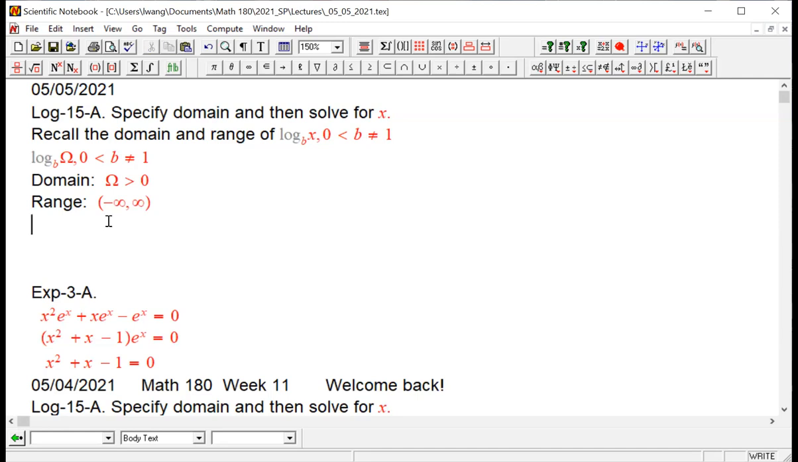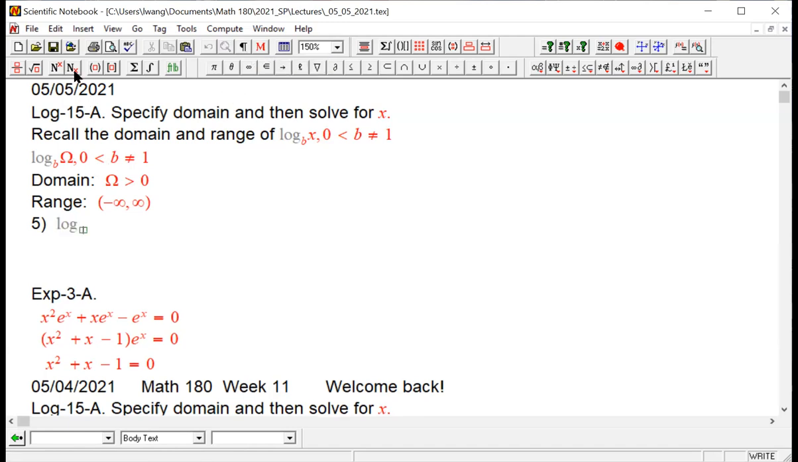Now, we were at number 4, right? Number 4. Let's try number 5. Okay. Number 5, we have log base 5 of x plus 1 minus log base 5 of x minus 1. And that difference is equal to 1.